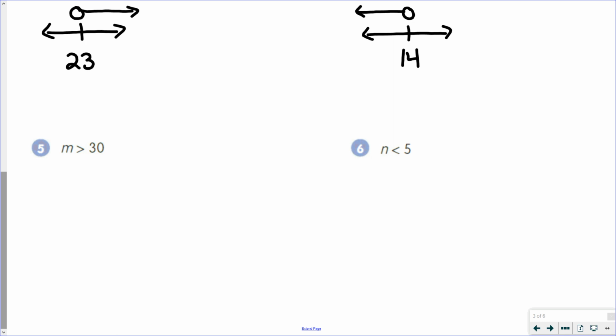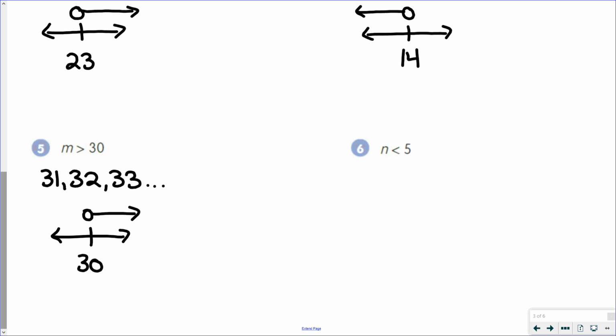So for number 5, we have m is greater than 30. So 31, 32, 33, and so on. Draw our line, put our number on it. We use 30, open circle, and arrow to the right. And then finally, n is less than 5, so 4, 3, 2, 1, 0, and any negative. Draw our line, put a 5 on it, then open circle, and our arrow goes to the left.